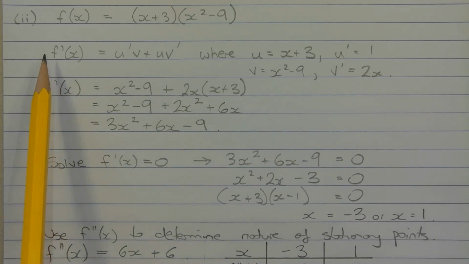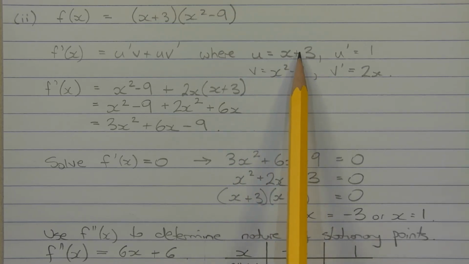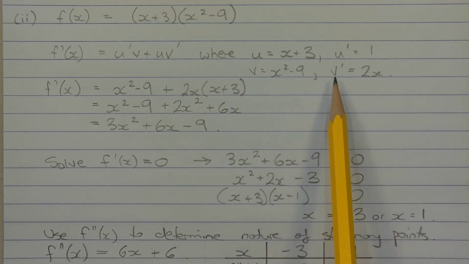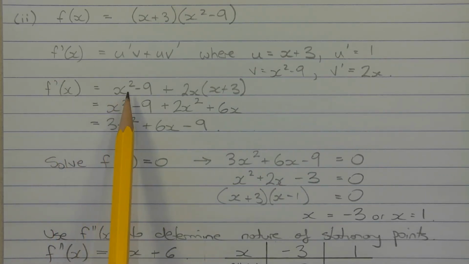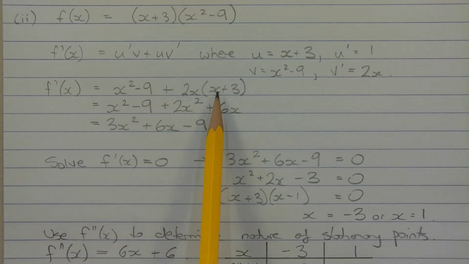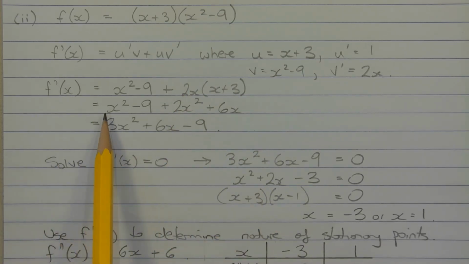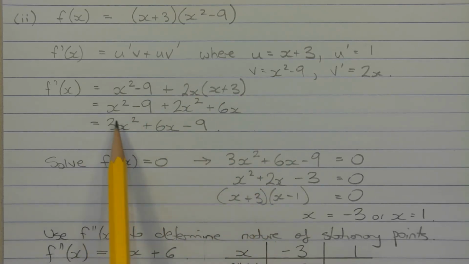I'm going to use the product rule to find the first derivative. So using the product rule, f dash of x equals u dash v plus u v dash, where u is equal to x plus 3, u dash is equal to 1, v is equal to x squared minus 9, and v dash is equal to 2x. So f dash of x is equal to x squared minus 9 plus 2x times (x plus 3). Expanding the brackets, we get f dash of x equals x squared minus 9 plus 2x squared plus 6x. And then simplifying by collecting like terms, we get f dash of x equals 3x squared plus 6x minus 9.